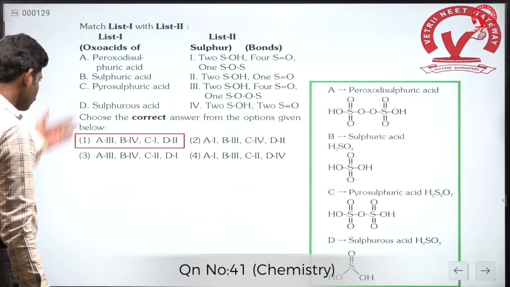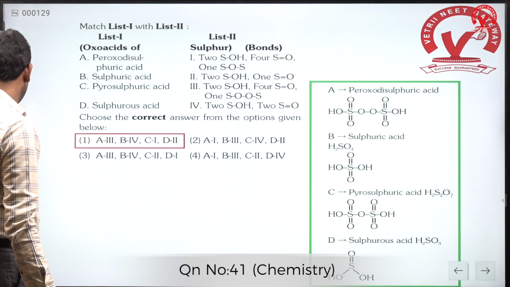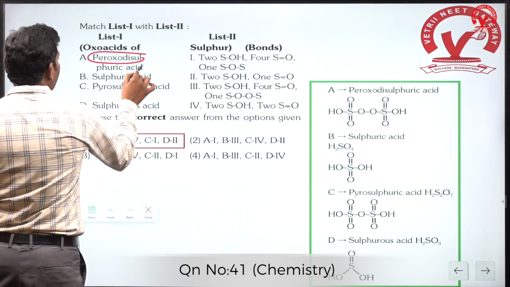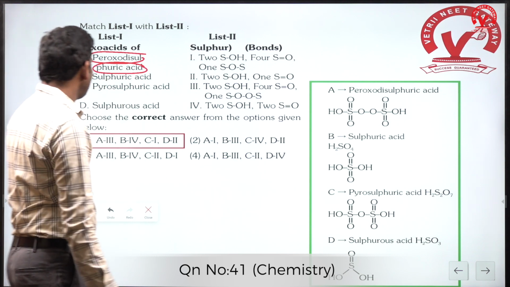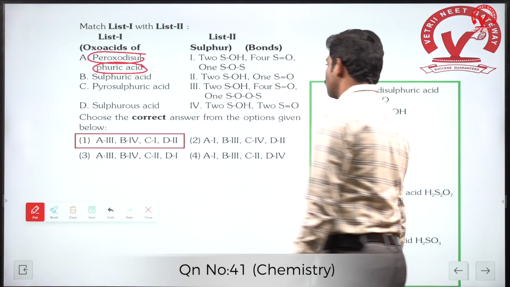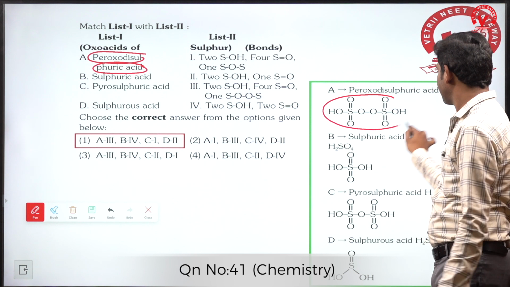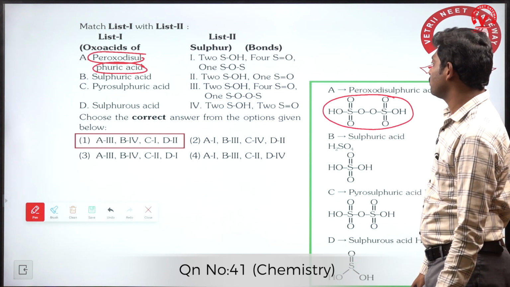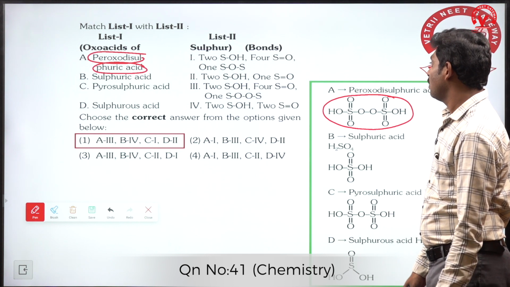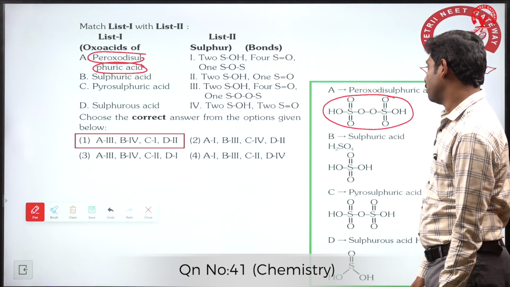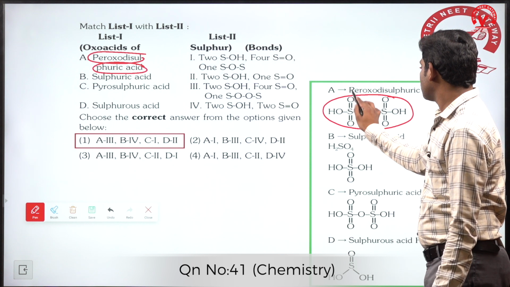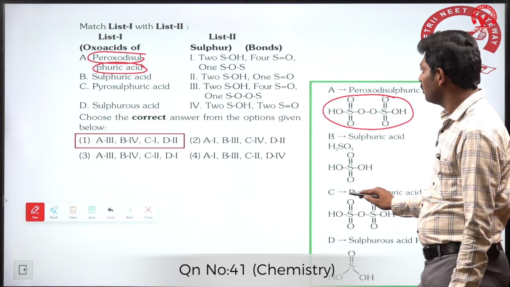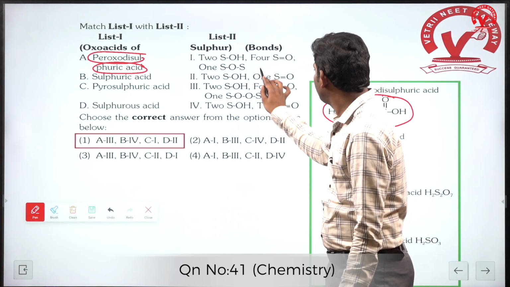Next. So match the list is given. Peroxodisulfuric acid. So it is the structure of peroxodisulfuric acid. Now you can count here how many S double bond O groups, how many SOH groups, how many SOS groups. First, S double bond O groups: 1, 2, 3, 4. S double bond O groups are 4.